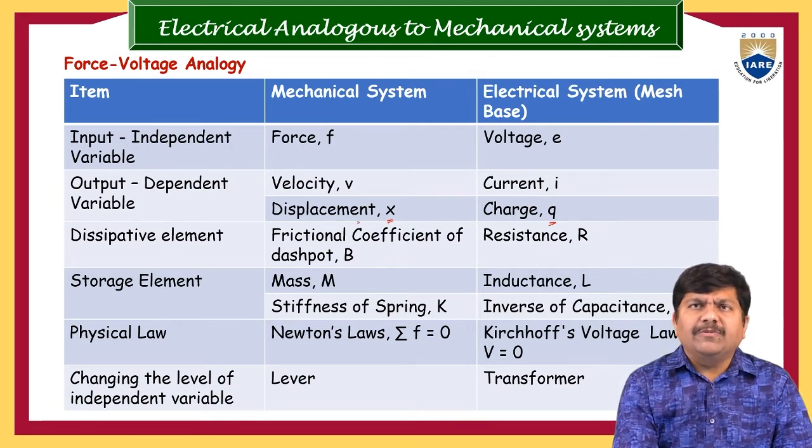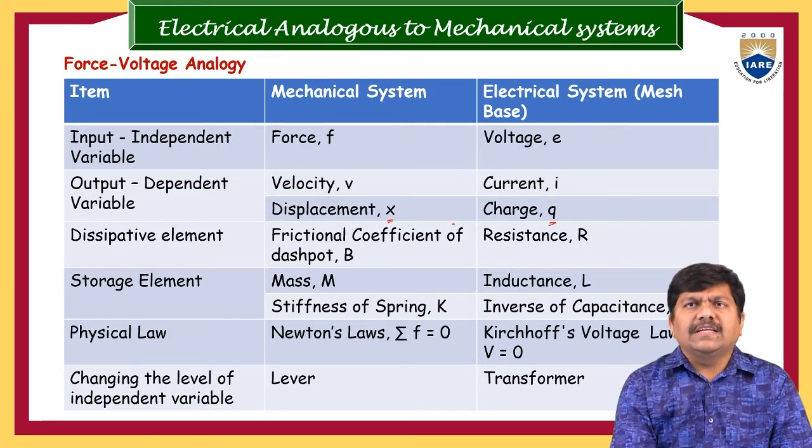Just now we have also discussed, if you take the differentiation of displacement, you get velocity, and this velocity will be equivalent to the current. So, this is one set of output parameters in the mechanical and electrical systems. Similarly, the dissipative element, which is nothing but the dashpot, the frictional coefficient, is equivalent to the resistance R. And the next one is the storage elements.